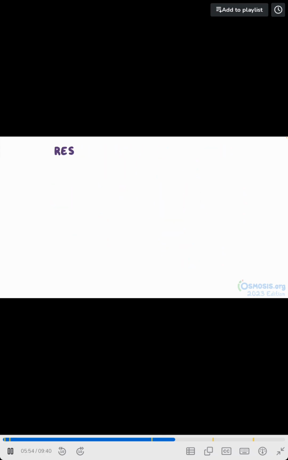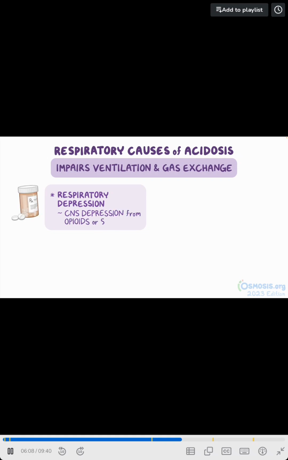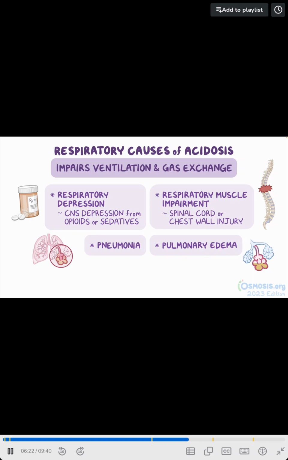On the other hand, respiratory causes of acidosis can be any condition that impairs ventilation and gas exchange, because these impairments cause retention of carbon dioxide. So, causes can include respiratory depression, like with central nervous system depression from opioids or sedatives, respiratory muscle impairment, like with a spinal cord or chest wall injury, or conditions that impair diffusion across the alveolar capillary membrane, like pneumonia or pulmonary edema.